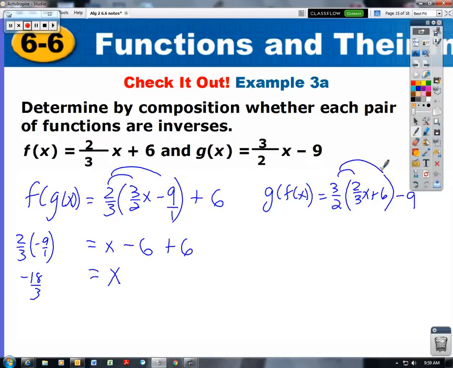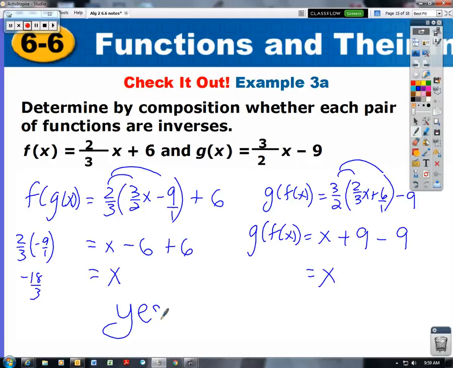Again, I'm distributing. Two-thirds over 1. 2 goes into 6 times 3, 9. And they're both positives. And then -9. Aha! We've got an x out of that one as well. So they are inverses.